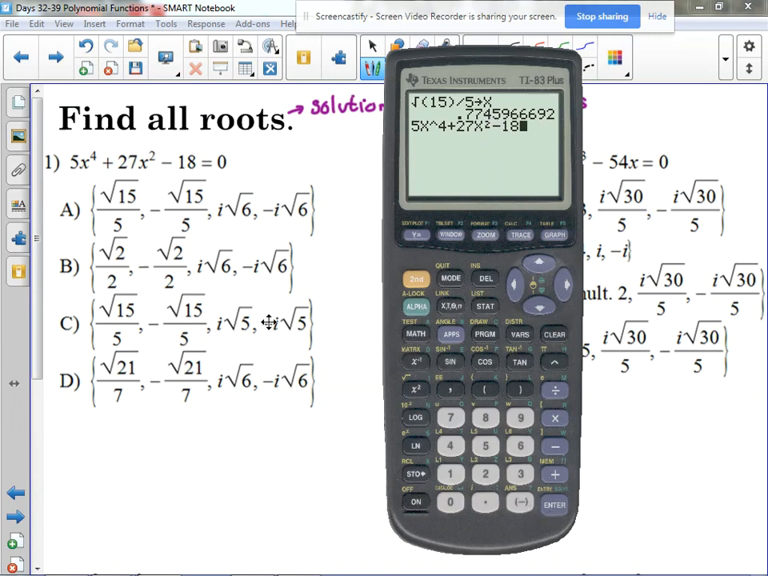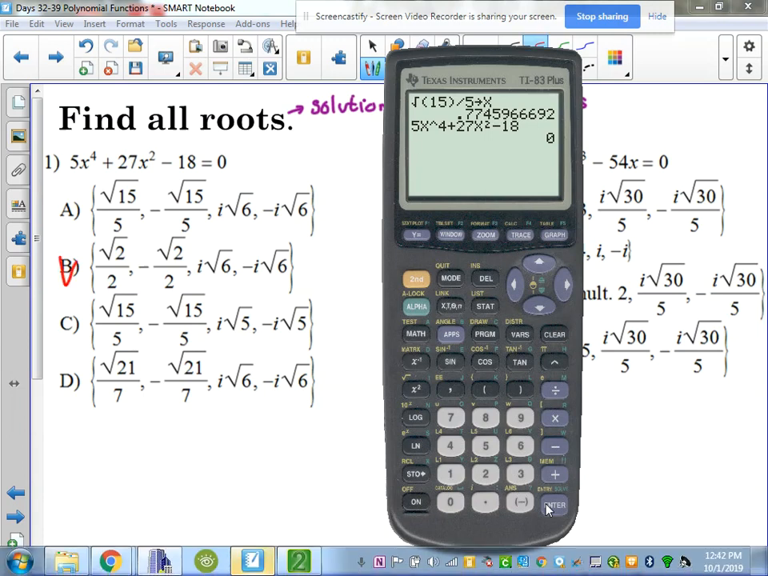So when we press enter, we're hoping that it equals 0. And it does. So that means the square root of 15 over 5 is a solution. So we can eliminate any answer choices that do not have the square root of 15 over 5 in them, because it has to be an answer. Okay, so we're down to it's either A or it's C: i square root of 6, i square root of 5. We don't need to worry about plugging in the negative. If the positive one worked, the negative one's going to work.